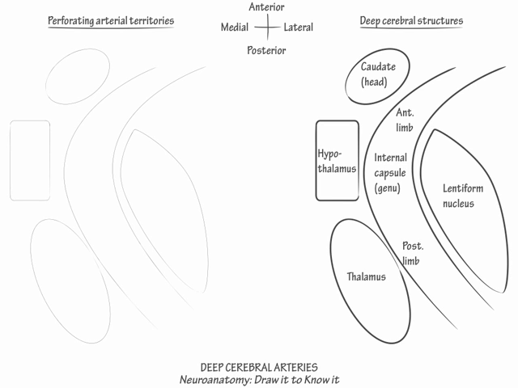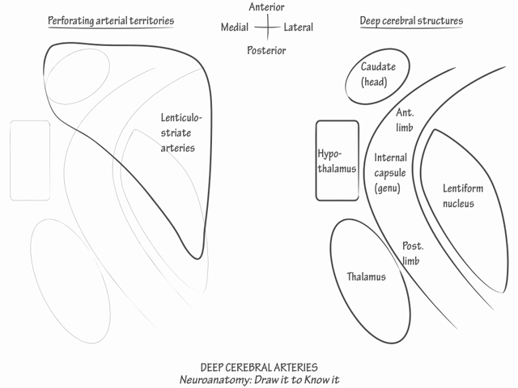Next, show that the perforating branches of the middle cerebral artery, which are known as the lenticulostriate arteries, supply the antero-supero-lateral basal ganglia region. They supply the putamen and lateral globus pallidus, superior internal capsule, the body of the caudate, and the superior caudate head.